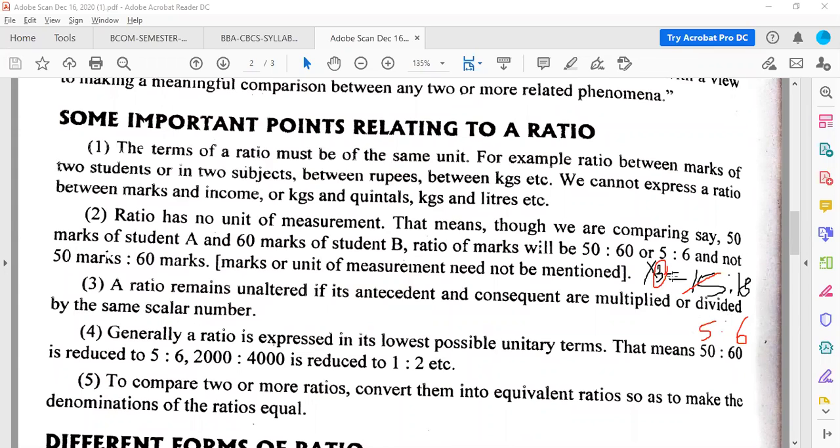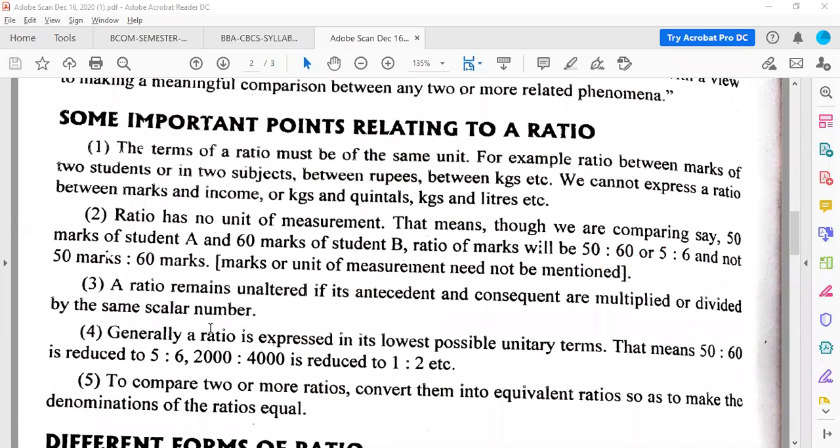Okay, now similarly you can divide. Let us take this one, 50 by 60. If I divide this by 10 and this by 10 also, the zeros will get cancelled and you get 5 is to 6. Which means the unit has not changed. The ratio has not changed from its original form. So it will remain unaltered, it will not change. Okay, so that is what they are trying to say.